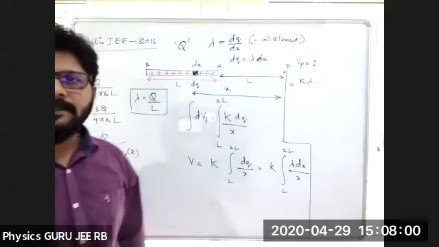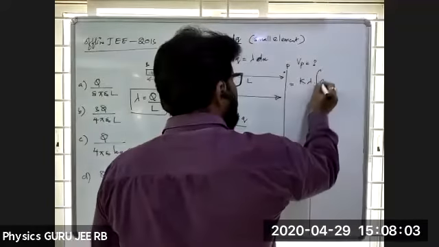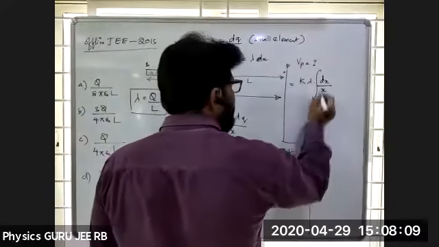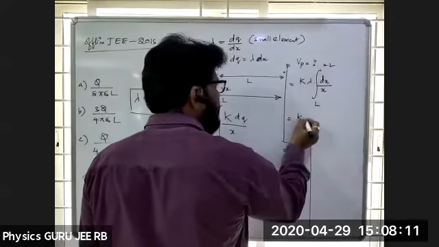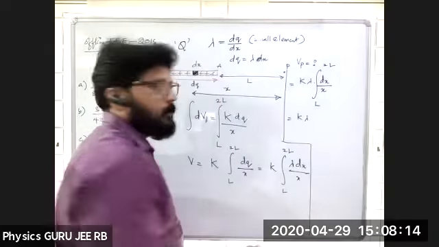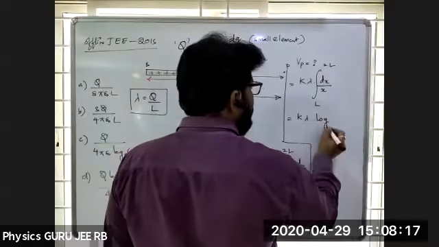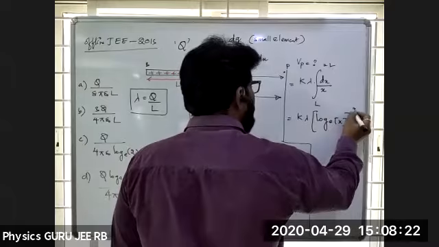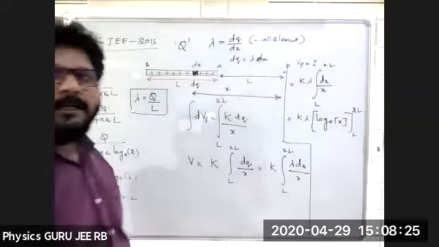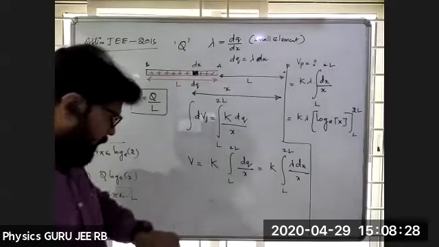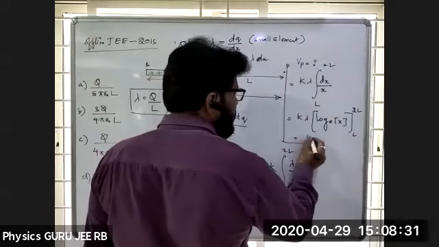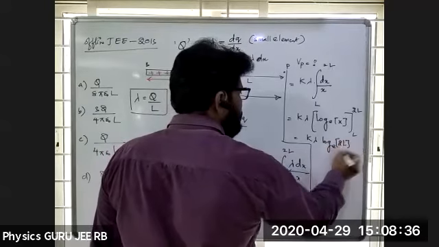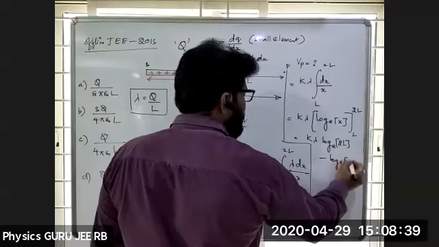So integration of dx by x is nothing but log x. Where to where do I have to integrate? L to 2L, which gives k lambda log of base e into x. The limits are applied from L to 2L: upper limit minus lower limit. So we can write k lambda into log of base e of 2L minus log of base e of L.